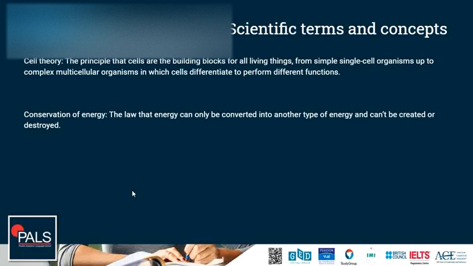Okay, let's have a look at some scientific terms and concepts. The cell theory, that's an important theory we should know about, is the principle that cells are the building blocks of all living things, from simple single-celled organisms up to complex multicellular organisms in which cells differentiate to perform different functions. So the cells are the basic building blocks of life. All living things are made out of cells, and cells only come from pre-existing cells. We definitely should have a general idea about what the cell theory is.